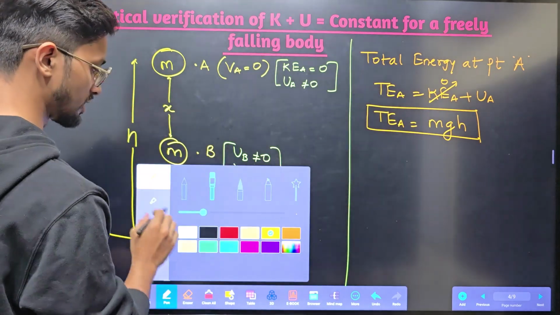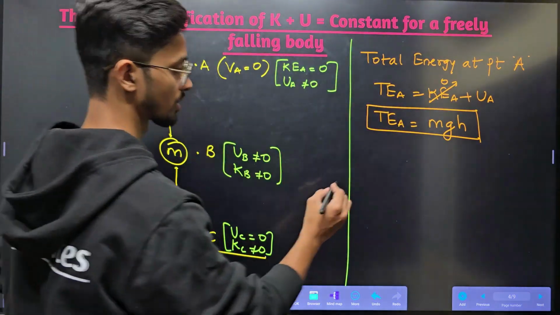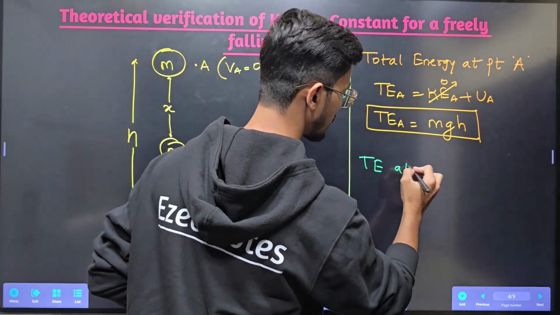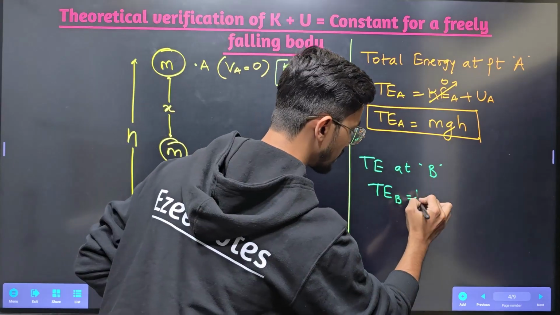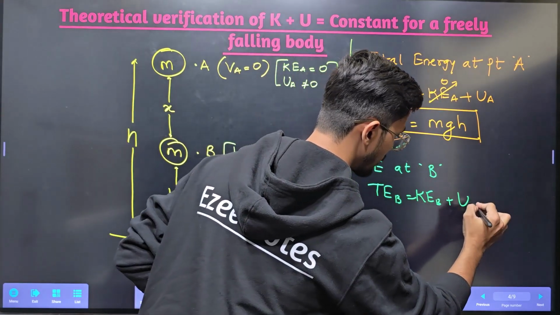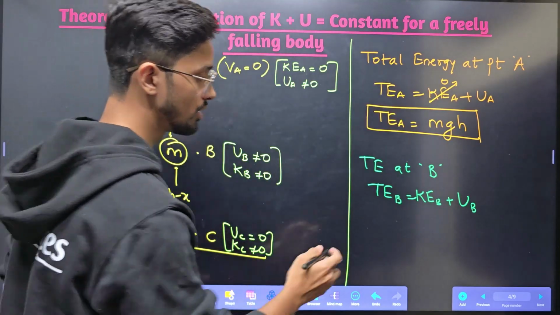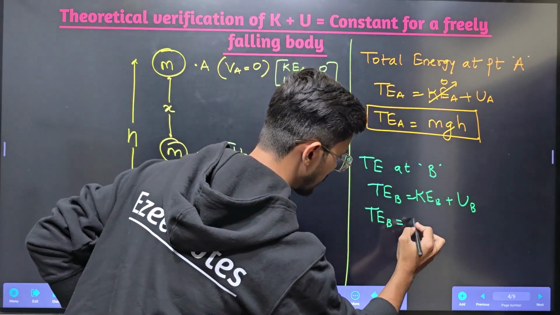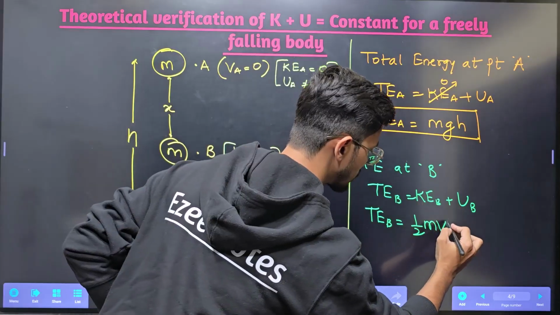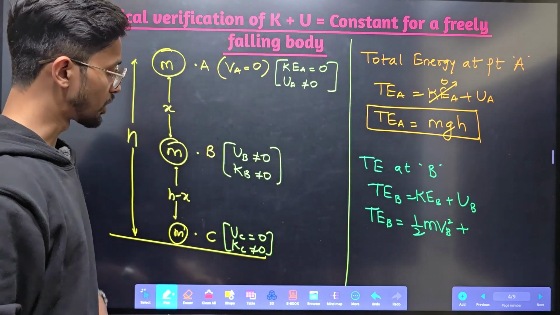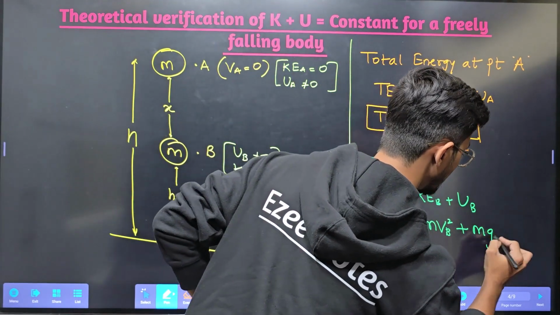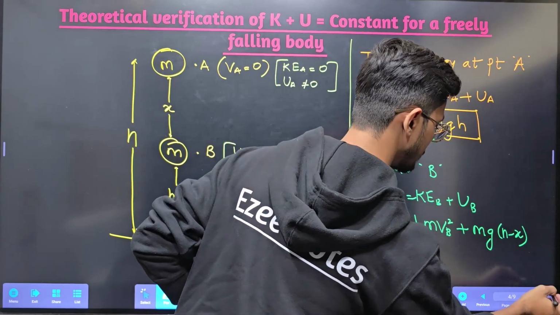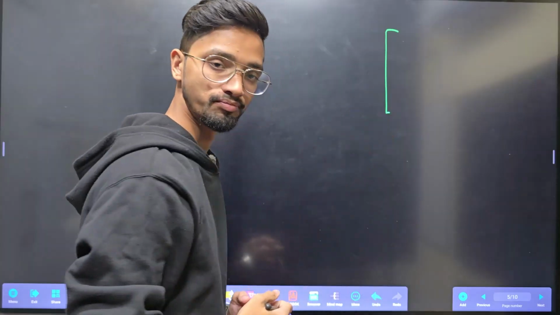Now we'll talk about total energy at point B. Let's see total energy at B. So total energy at B will be equal to kinetic energy at B plus potential energy at B. Total energy at B will be equal to half m vb square plus potential energy at B, which will be mg into this distance h minus x, mg into h minus x. Okay. So we'll find velocity at point B.